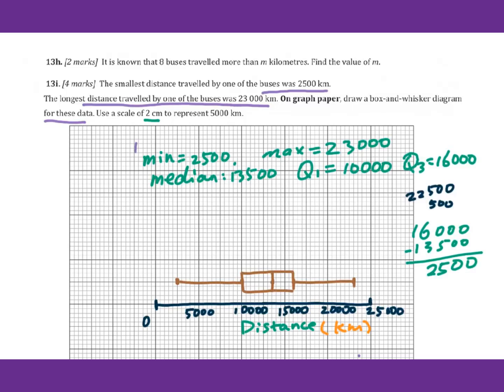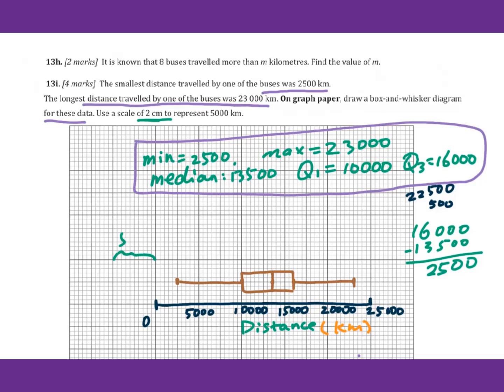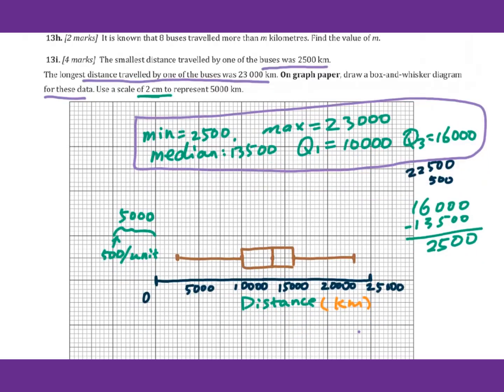From the previous question, we know this is the information we got. 2 centimeters, that means from here to here, that's 5,000. Which means the scale, each one, will be 500. Very small unit, that will be 500. When you draw this whisker plot, remember you have to show this distance and the scale like this.